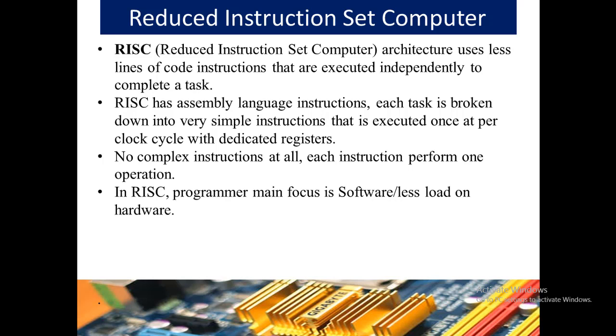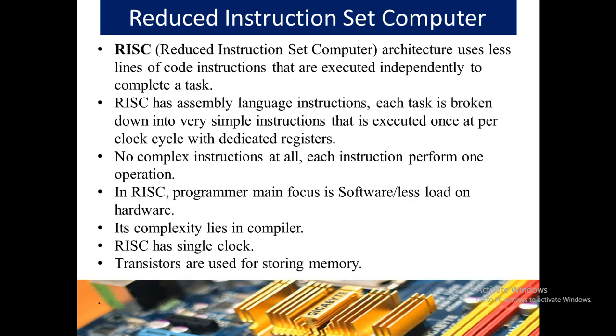In RISC, the programmer's main focus is software, so there would be less load on hardware. On the other hand, in CISC, the programmer's main focus was hardware. So this is the main difference between CISC and RISC. Its complexity lies in the compiler, while on the other hand, CISC complexity lies in the microprocessor, which slows down the system and the speed of completing a task. RISC has a single clock cycle, while on the other hand, CISC has multiple clock cycles to complete a single instruction.